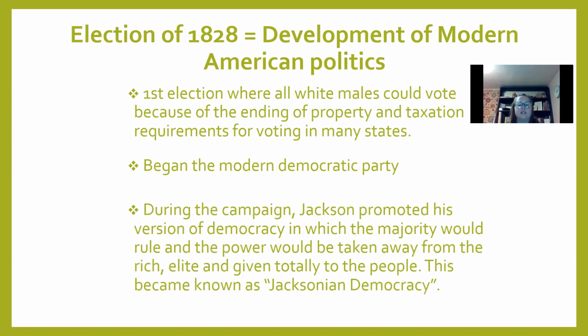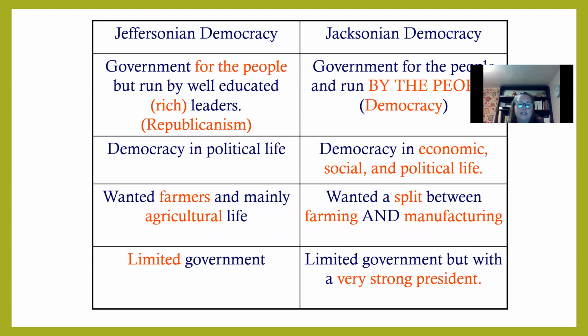During the campaign, Jackson promoted his version of democracy, in which the majority would rule and the power would be taken away from the rich elite and given totally to the people. This became known as Jacksonian democracy. And in fact, you will see today that there are many candidates who will try to run on this same premise, that they are for the people and not the elite or the political elite.